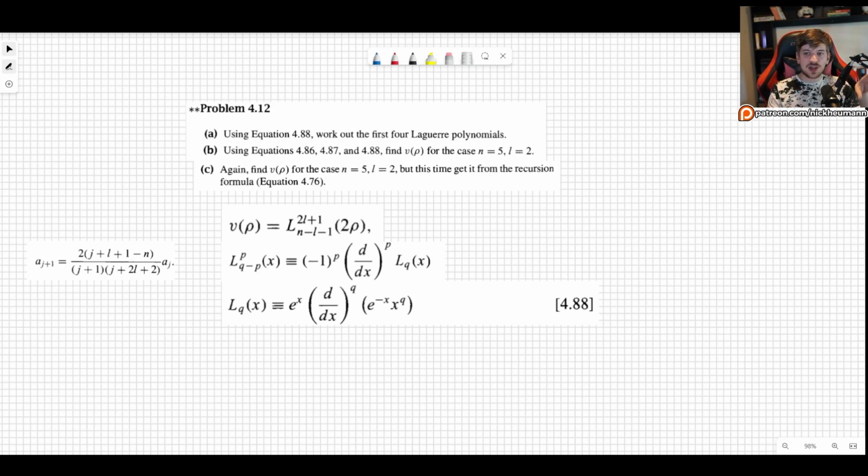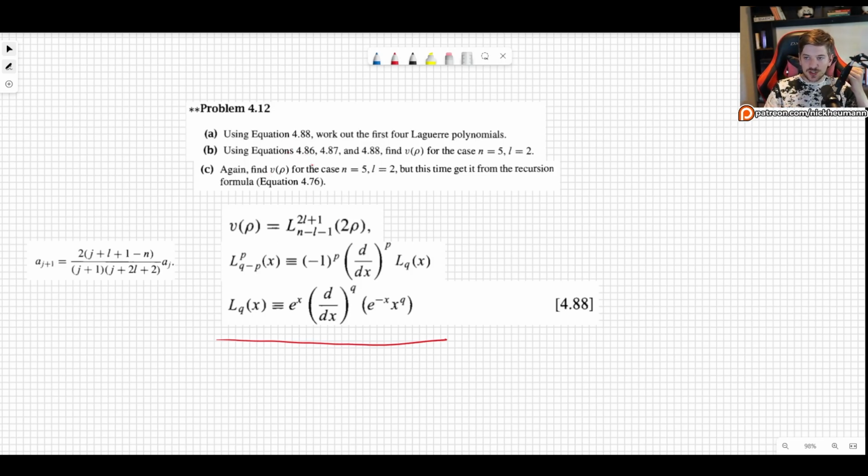So this will be based on Griffiths Problem 4.12 as it appears in the third edition of his book Introduction to Quantum Mechanics. So the problem states the following. It says, using this equation right here, work out the first four Laguerre polynomials, okay? And that's just to get acquainted with the whole process of building them.